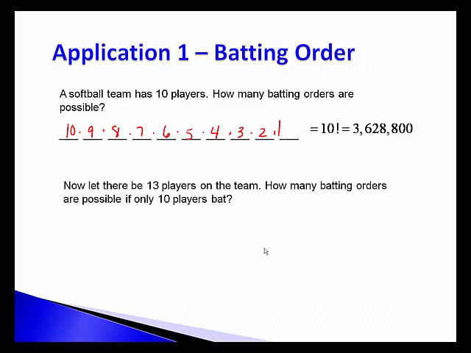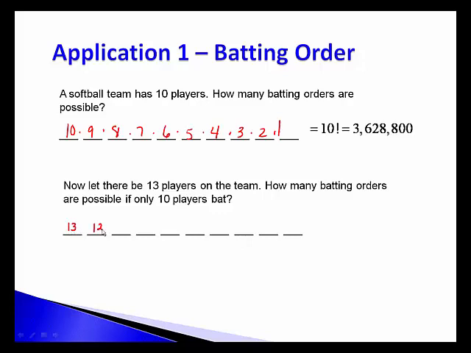Now let there be 13 players on the team. How many batting orders are possible if only 10 players bat? It's an entirely different problem. I know it sounds very similar, but it's very different. Let's talk about it first of all. There will be 10 players batting, but let me ask you, how many choices are there for who bats first?